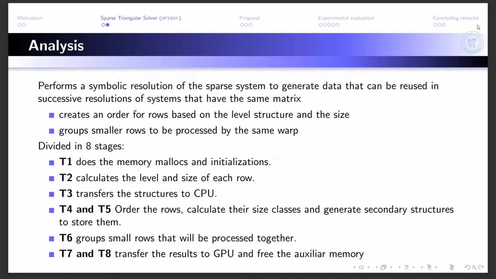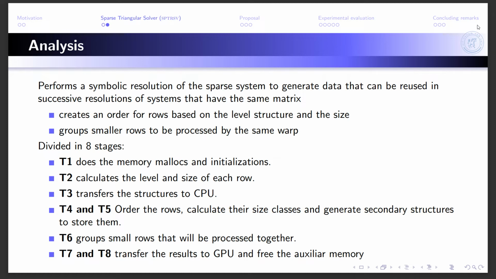We divided the analysis into 8 stages. T1 does the initializations. T2 calculates the level structure. That is a kernel, in GPU. T3 transfers the structure to CPU because the matrix was in GPU at the start and will be when we finish.